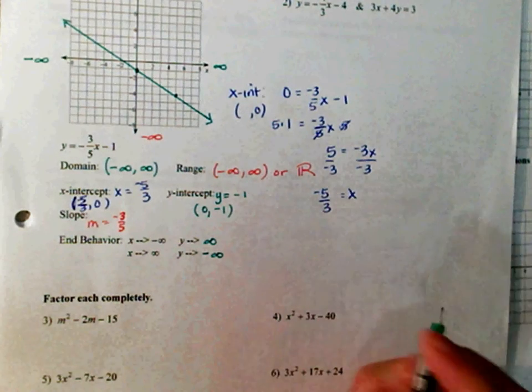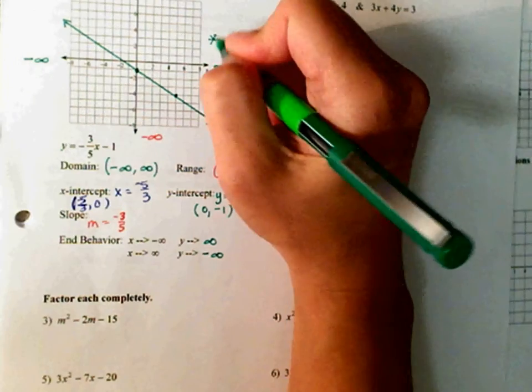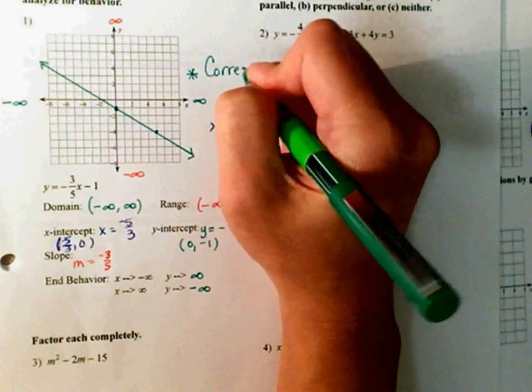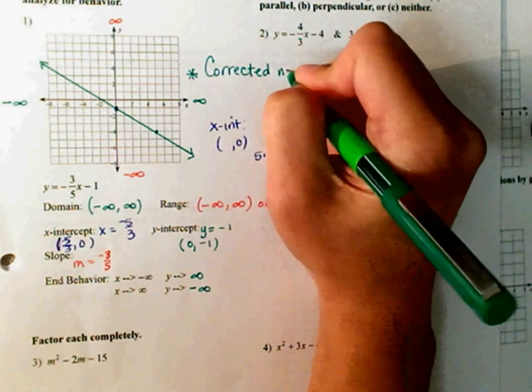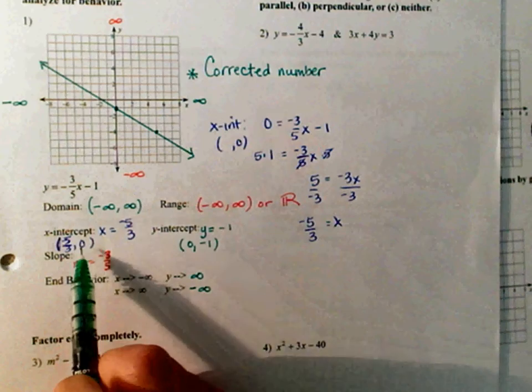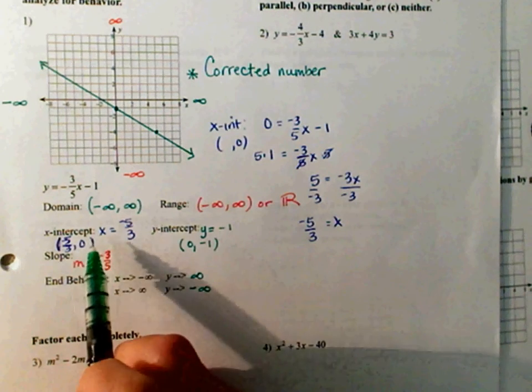And there's your correction for number 1. So this is the corrected number 1. On the other one, everything is correct except for your x-intercept. Okay? So mark that one off on the other one.